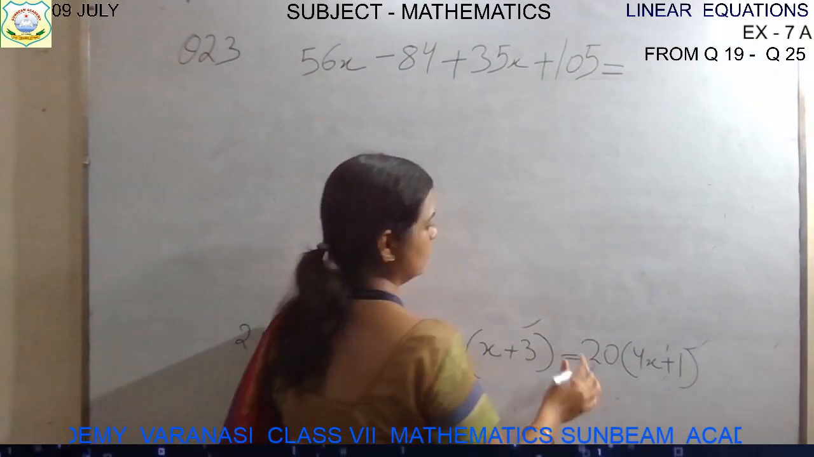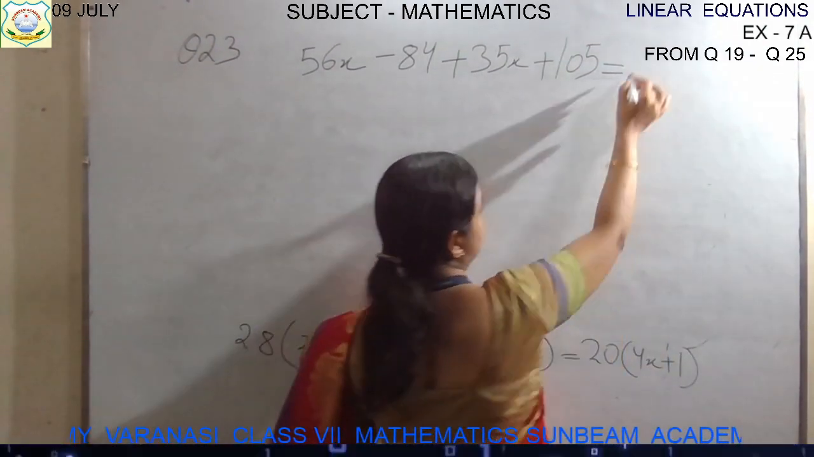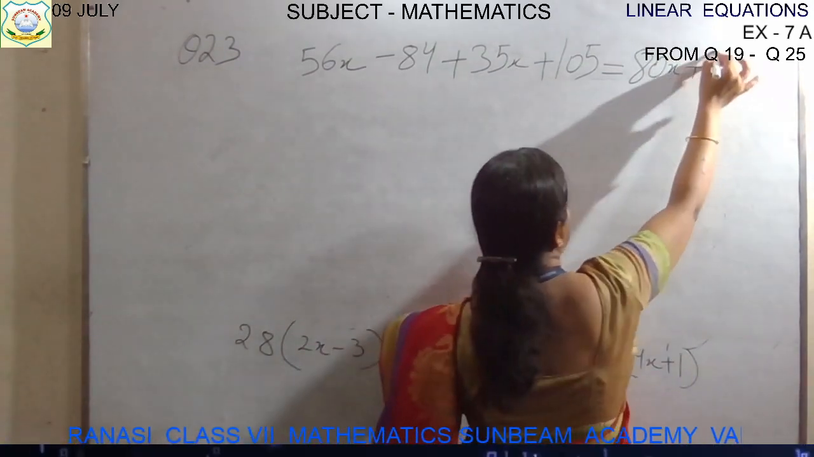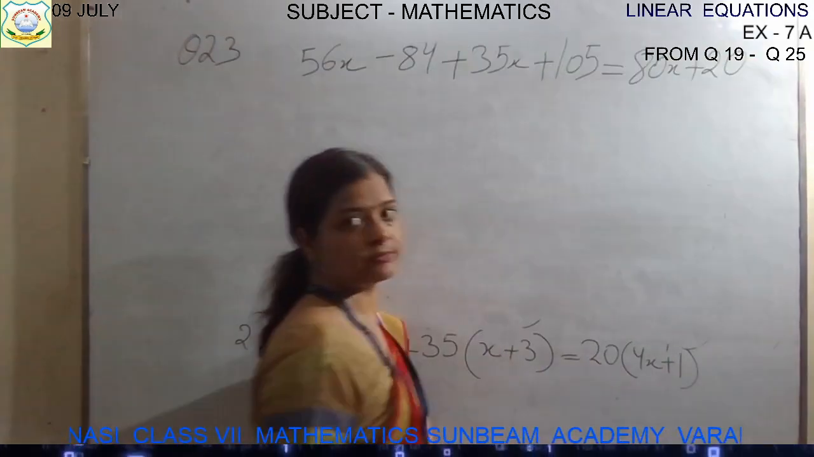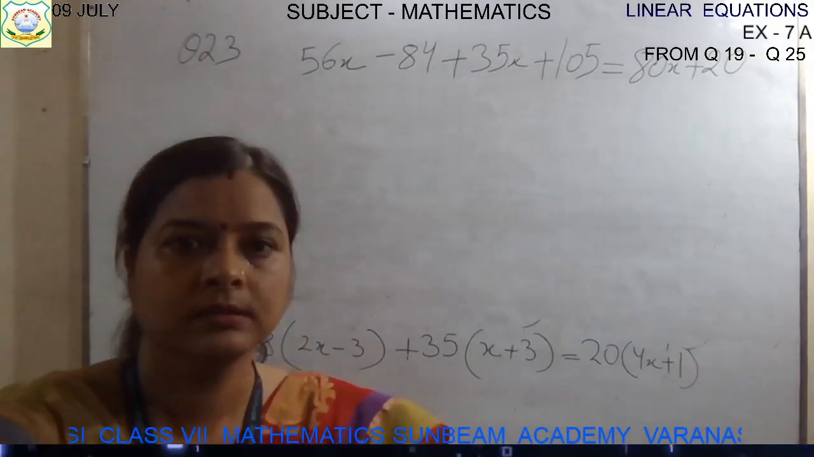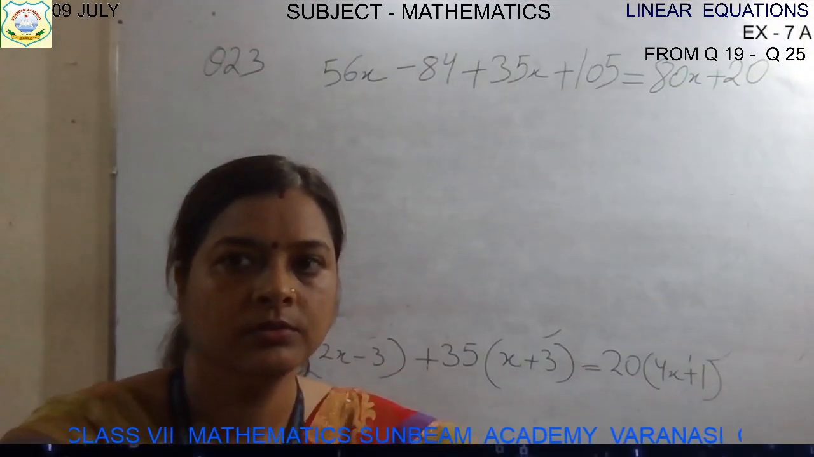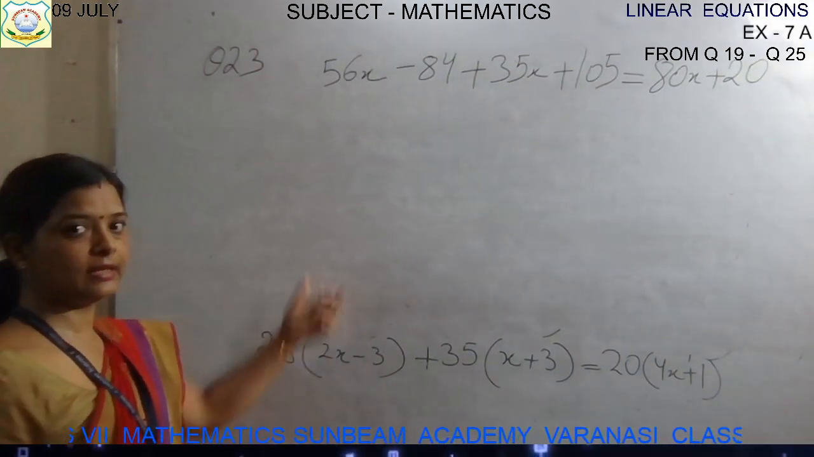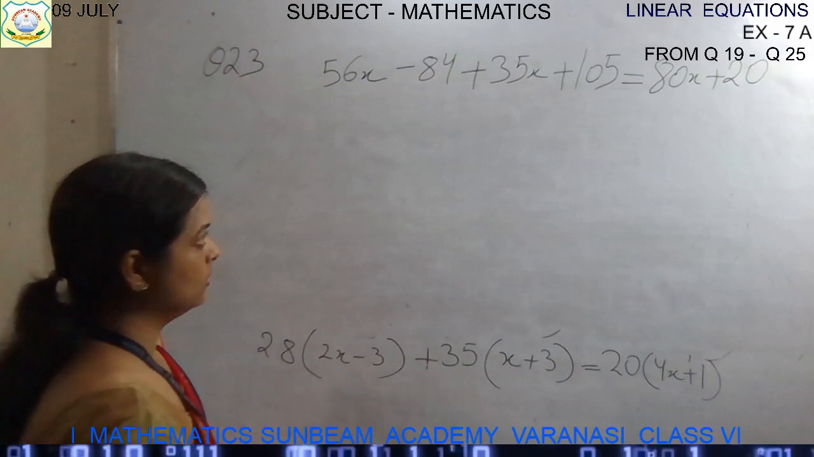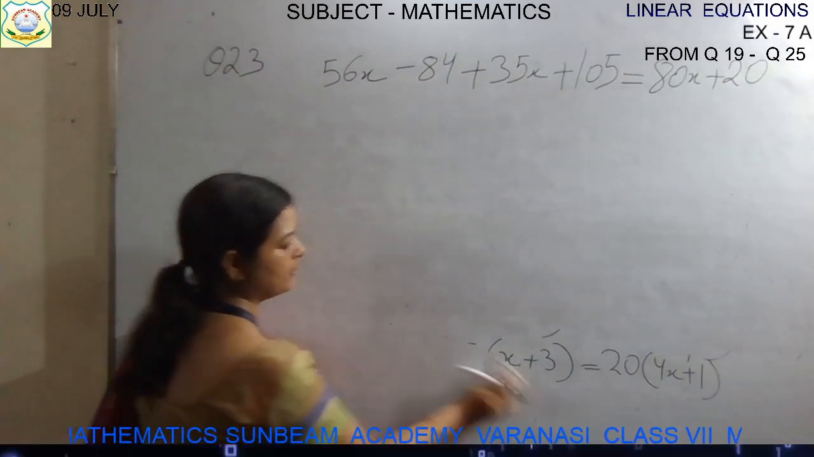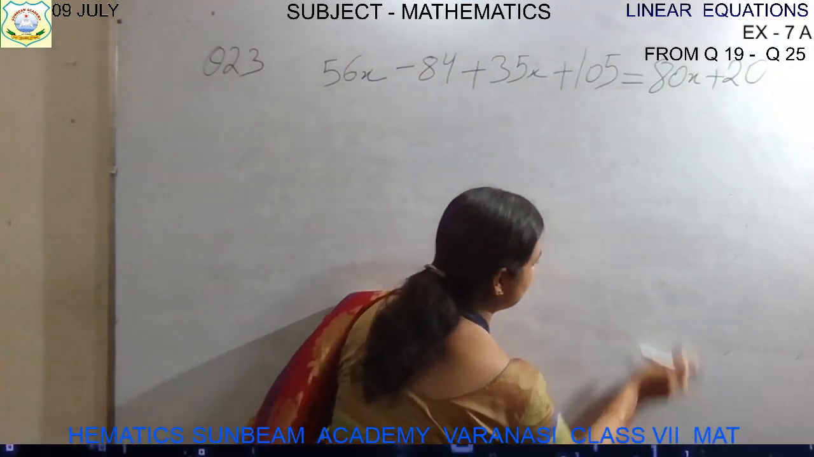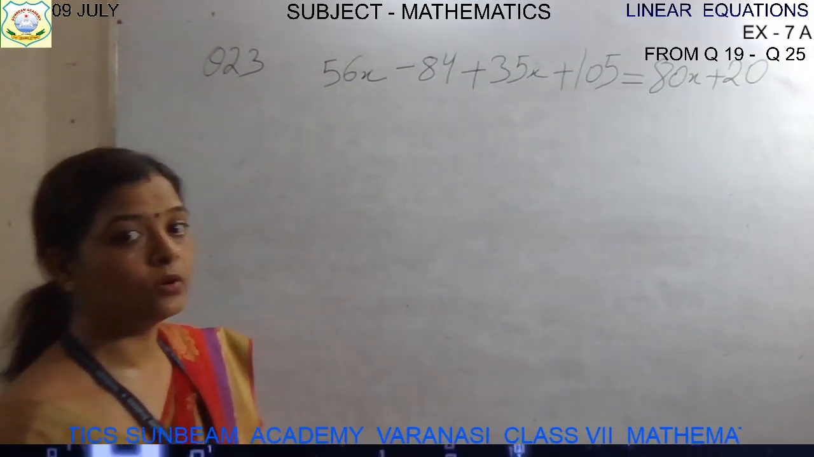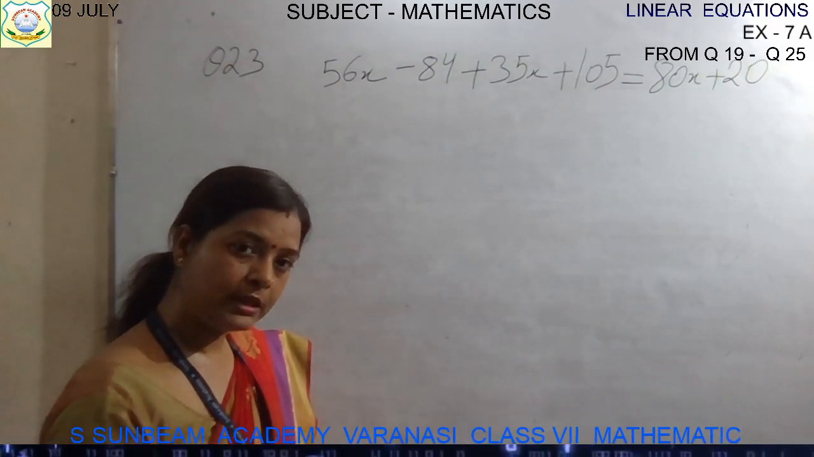is equal to 20 4s are 80. 80x plus 20 1s are 20. So this will be, let me adjust it for you. So this will be the solved part. Clear? When we solve this, we will get the upper part. Now what we will do? Separate variable on one side. Either simplify it first and then separate the variable on one side and constant term on other side. Variable term on one side.